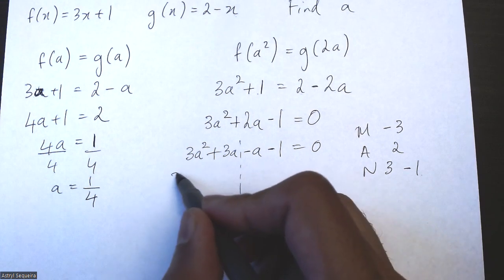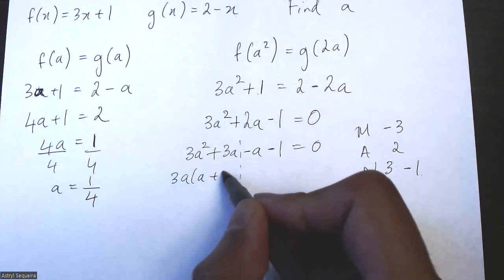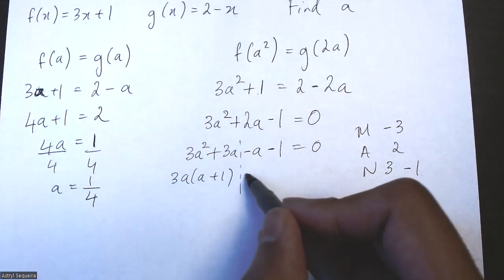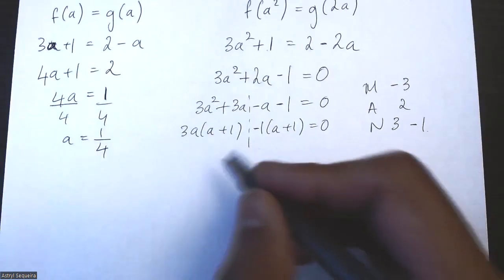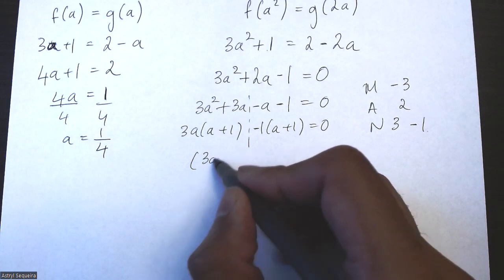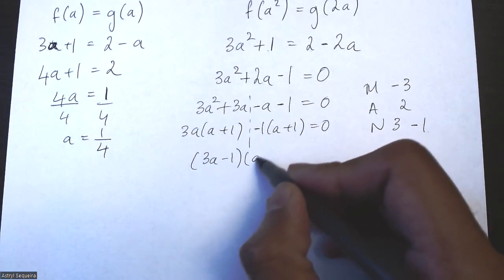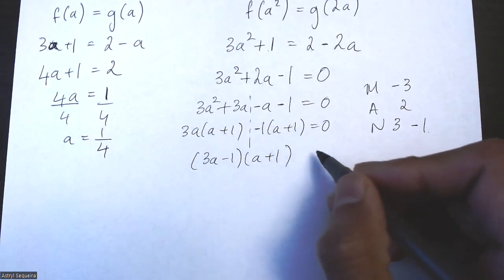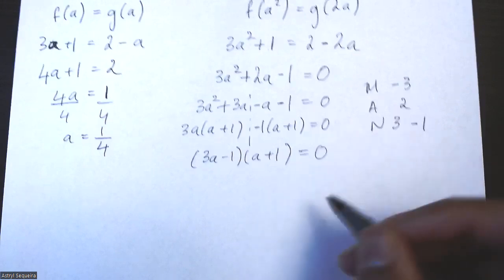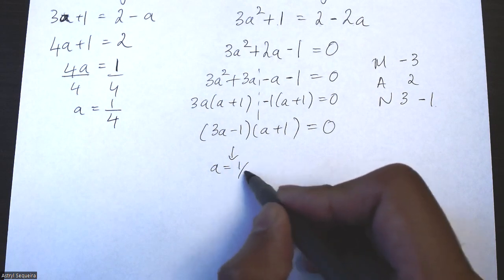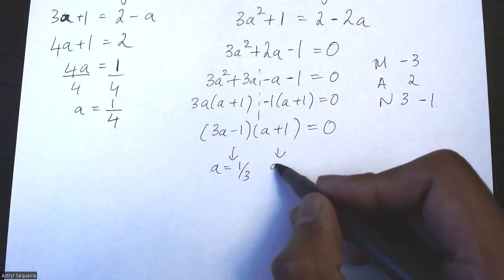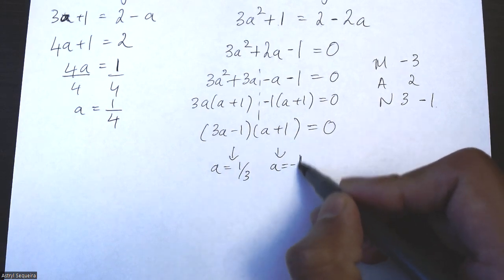The common factor here is 3a. I'm left with a plus 1. My common factor here is negative 1. I'm left with a plus 1. So I'm left with 3a minus 1 times a plus 1 equals 0. Then here I have a solution: a equals 1 over 3. And here a equals negative 1.